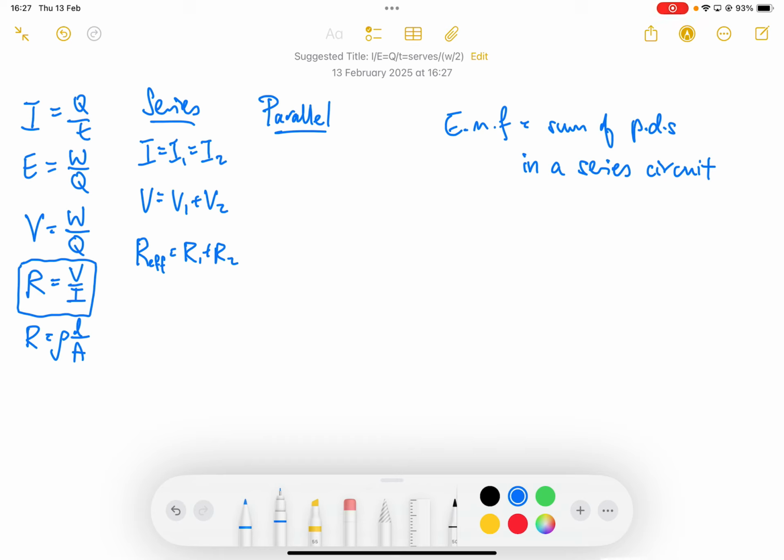All right, so parallel circuit. Tell me, parallel circuit. The three equations.